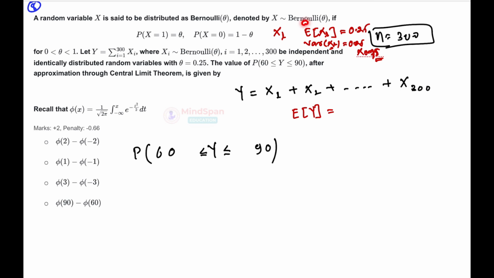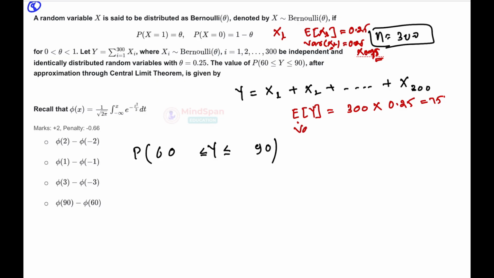Now we are going to make use of this information to find the expectation of this random variable y, as well as the variance, and after that we will find the standard deviation of y, right? So what will be the expectation? The expectation of y will be n times the expectation of one random variable. The expectation of one random variable, which is Bernoulli distributed, is 0.25, and we have 300 such terms, so using the linearity of expectation, that will be 75.